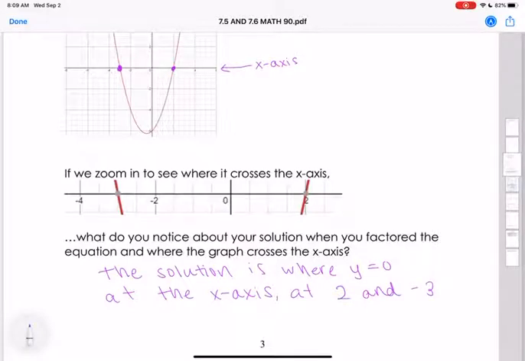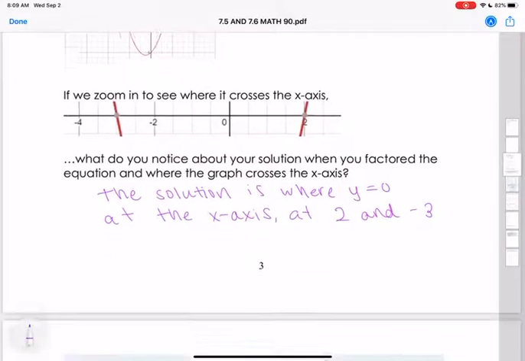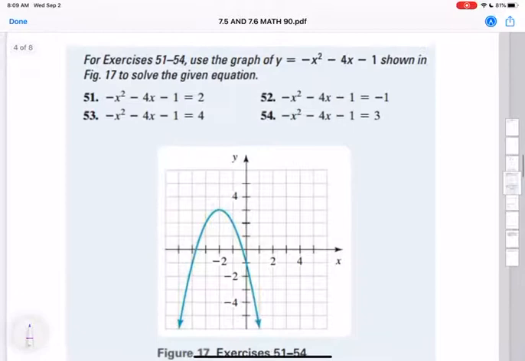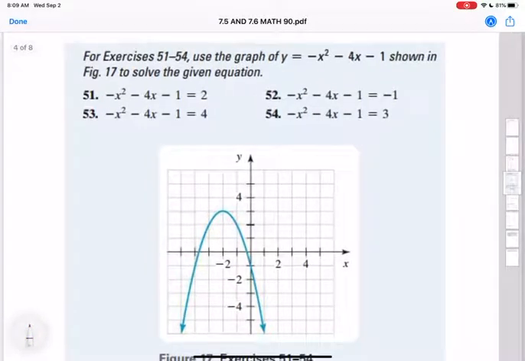All right, let's look some more at graphs. So go ahead and turn the page. And for this top section, I have used this graph. So here's my graph of y equals negative x squared minus 4x minus 1, shown in the figure below there, to solve the given equation. So every single one of these problems, you'll notice, starts with that negative x squared minus 4x minus 1, the 51 through 54. So that is that picture.